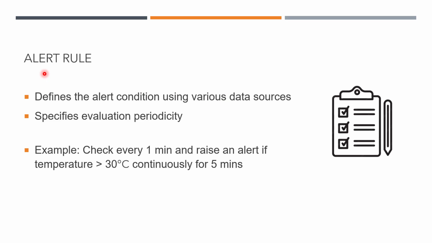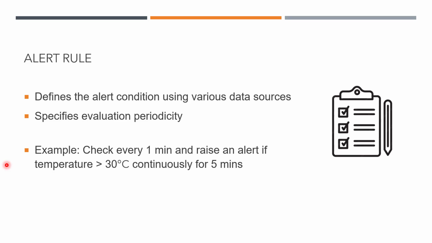So what is an alert rule? An alert rule is basically what it literally means. It's the rule which defines the alert. For example, you can write an alert to check the data continuously each minute and raise an alert if temperature is greater than 30 degrees. And if this condition is met continuously for 5 minutes, then only you raise an alert. So this is an example of an alerting condition.